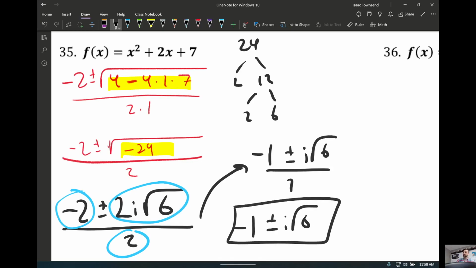Now when you divide 2i square roots of 6 in half, that leaves you 1i square root of 6. The i square root of 6 is what it is. I just have half as many of them. But you don't also divide the 6 by 2.